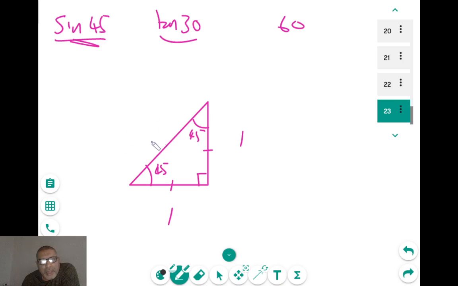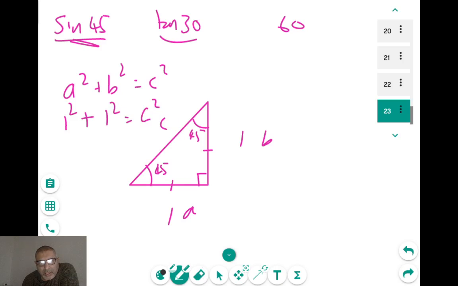So what that tells me is if I want to work out the hypotenuse, I use Pythagoras' theorem. And if these are A, B and C, we end up with 1 squared plus 1 squared equals C squared. This is 1 plus 1 equals C squared, 2 equals C squared. So C, which is my hypotenuse, taking roots of both sides, will be root 2.